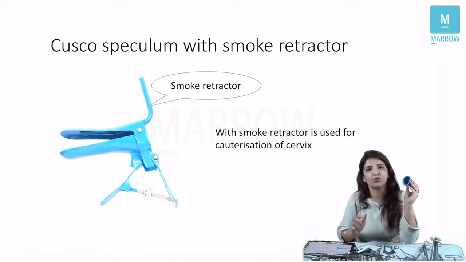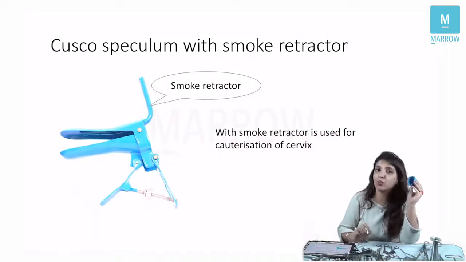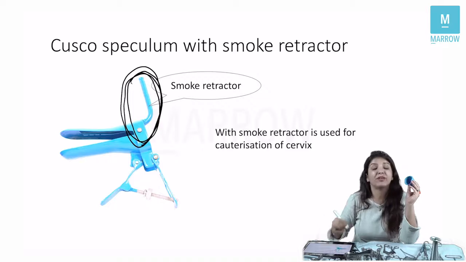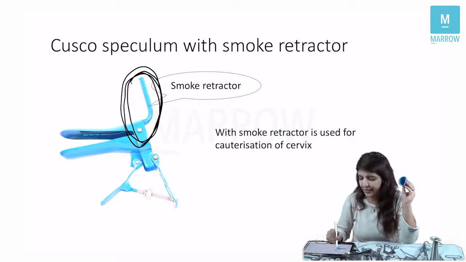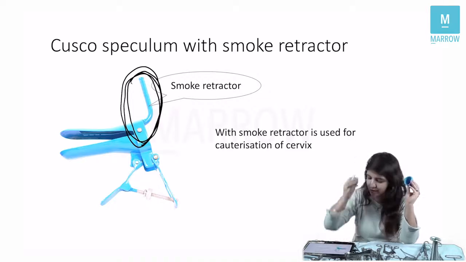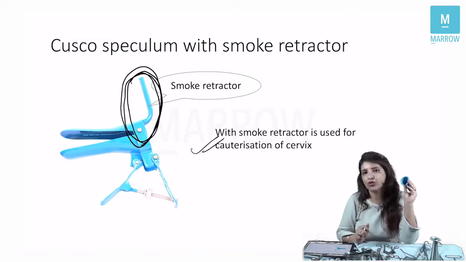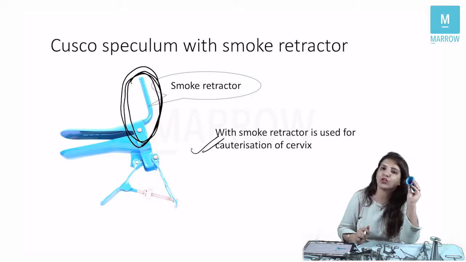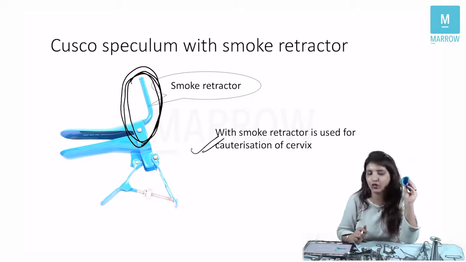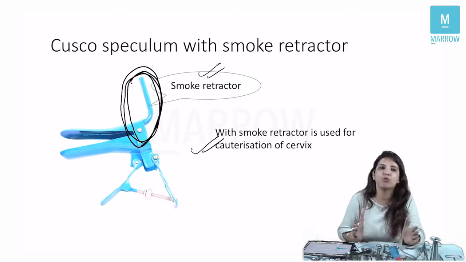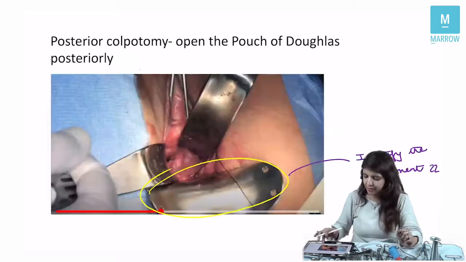Now, sometimes you can get an image like this, where in Cusco you can see a smoke retractor. This is a Cusco which has a Teflon coating and it has a smoke retractor. This Cusco speculum with smoke retractor is used when you are cauterizing the cervix, right? So for cauterization of cervix, you use a Cusco speculum with a smoke retractor, right?